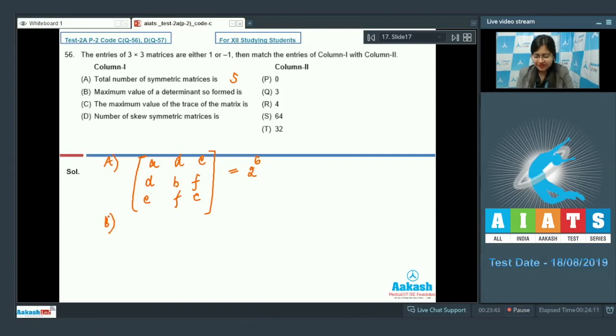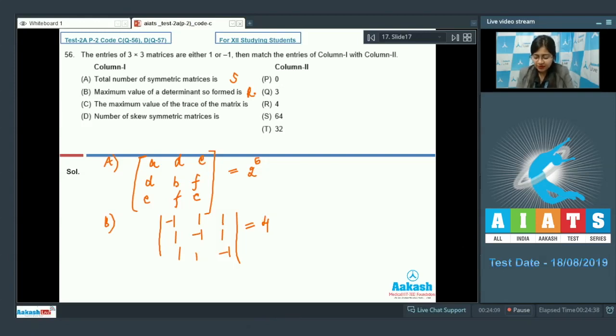Option B, we have to find the maximum value of the determinant so formed. By hit and trial, we can see that the maximum value will be obtained when the values of the elements are like this, and the value will be equal to 4. So the correct answer will be option R.